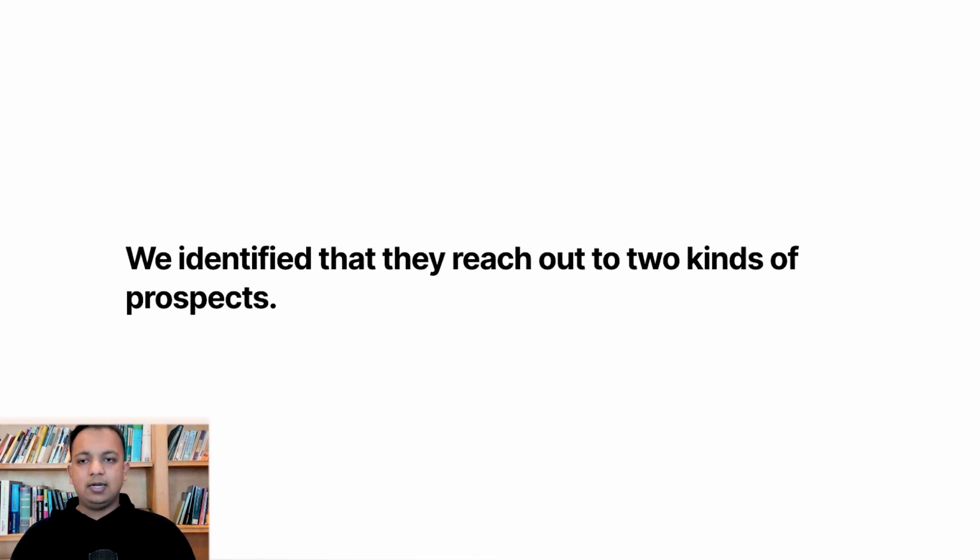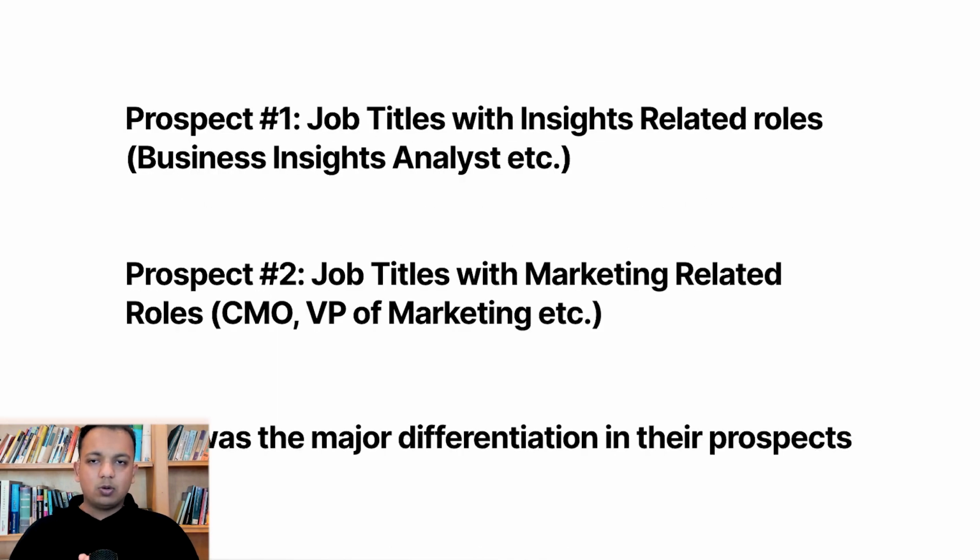Think about this data in different ways. Prospect number one is job titles with insights related roles. So business insights analyst, data insights analyst. And prospect number two, job titles with marketing related roles. So CMO, VP of marketing, etc. This was the major differentiation in their prospects.